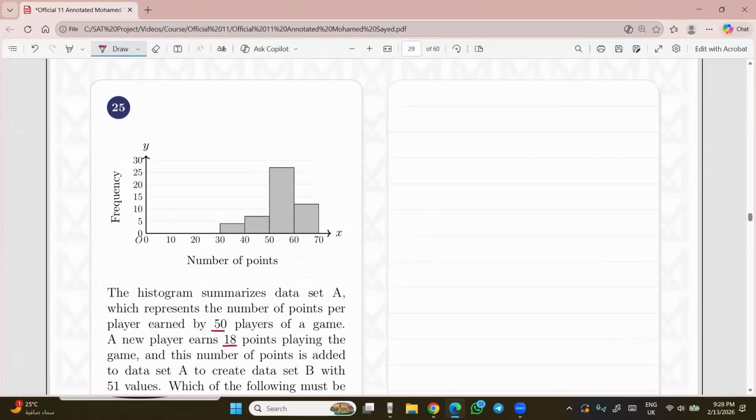I'll give you something to understand. If you have two numbers like 2 and 4, what is the mean of them? The mean is equal to 2 plus 4 over 2, which makes 3, right?